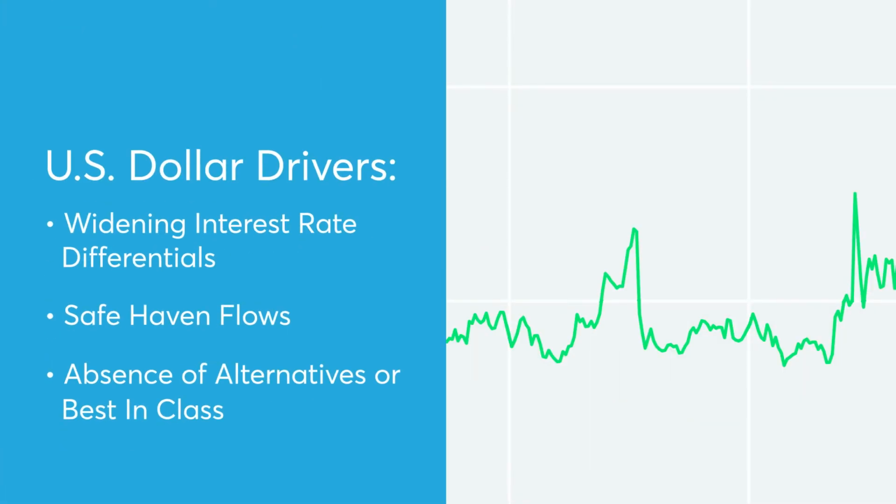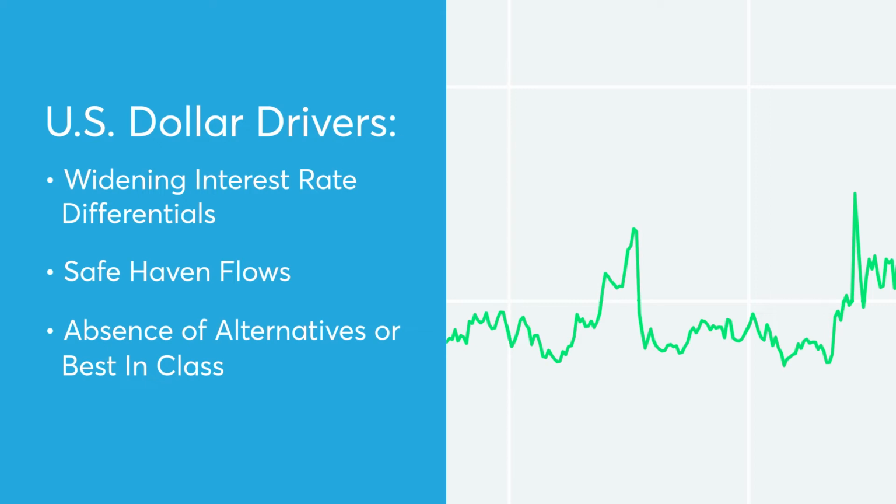The US dollar has steamrolled every other major currency this year due to widening interest rate differentials, safe haven flows, and quite frankly, an absence of attractive alternatives or best in class. And as Craig said, the correlation and volatility between Treasury prices, the demand for the US dollar, and its relative value to other currencies has also increased, such that calls and puts are trading at similar volatilities as we head into the last major economic releases of 2022.